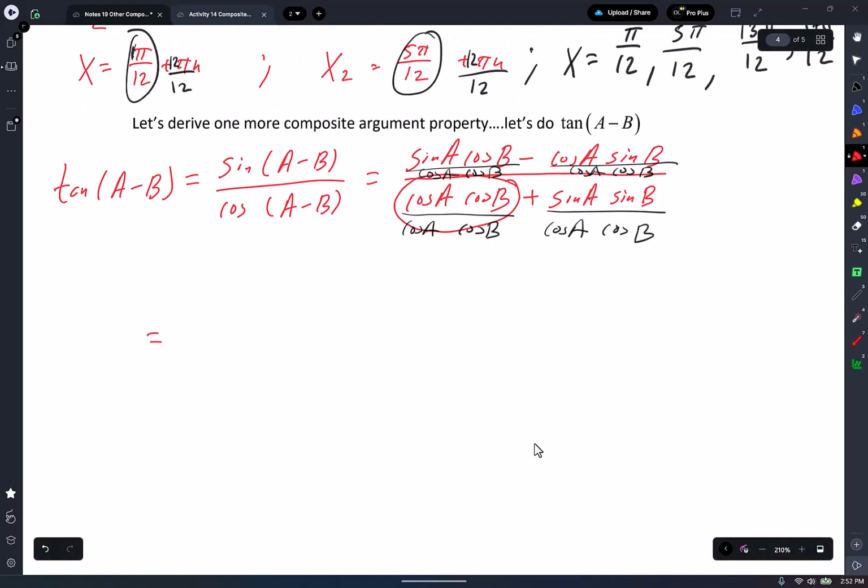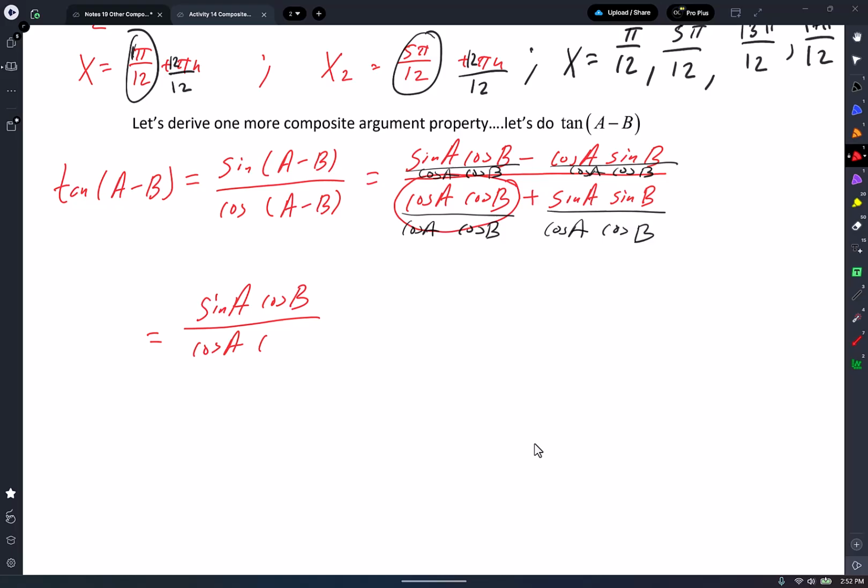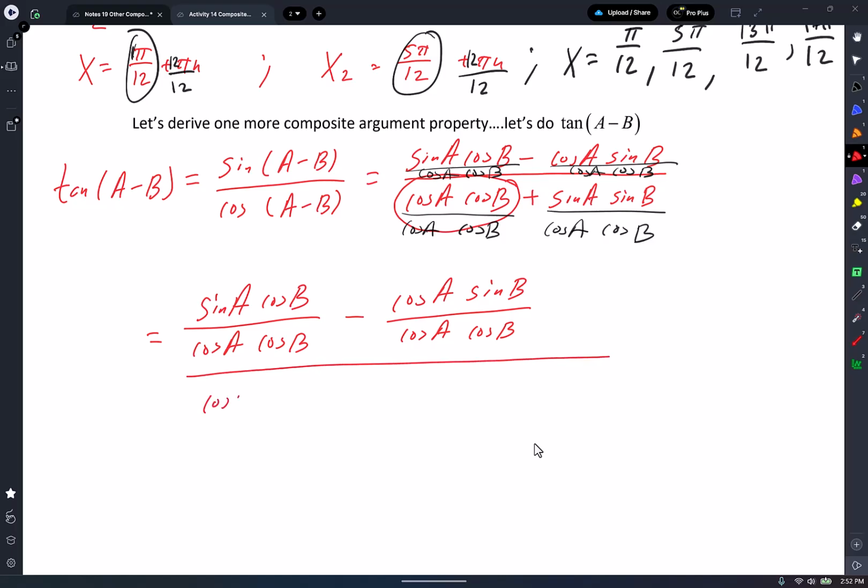All right, I'll go ahead and show you. So here it is, the upper left-hand corner. I'm just writing sine A cosine B, and I'm just dividing by whatever I have here in black, cosine A cosine B, minus cosine A sine B divided by cosine A cosine B, over cosine A cosine B divided by cosine A cosine B, plus sine A sine B divided by cosine A cosine B. So catch up.